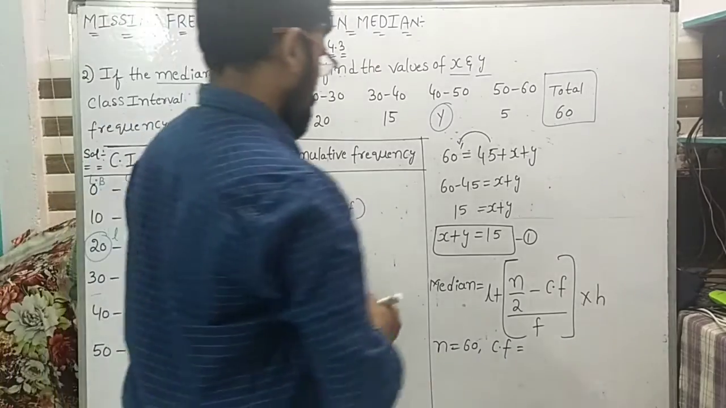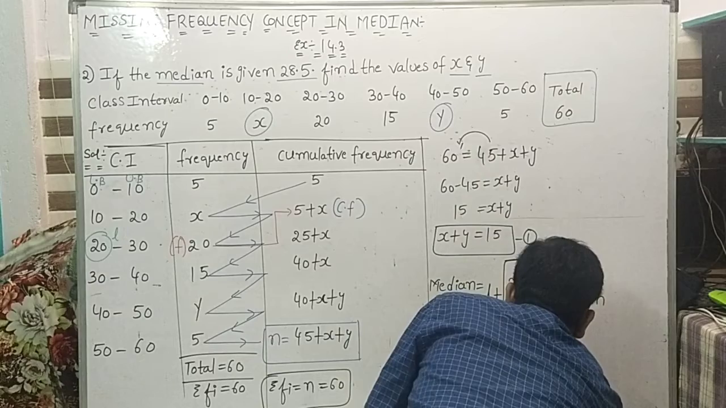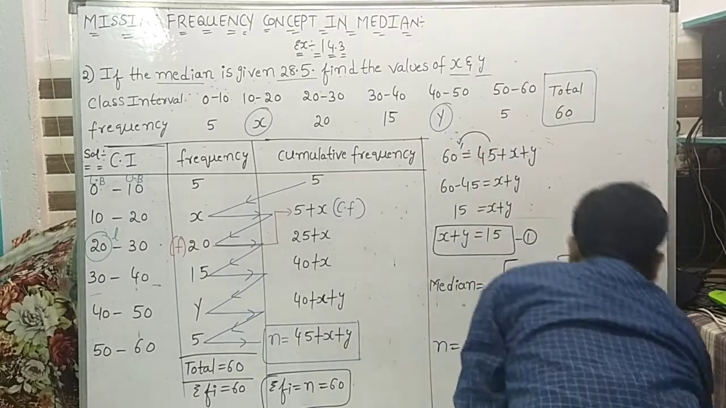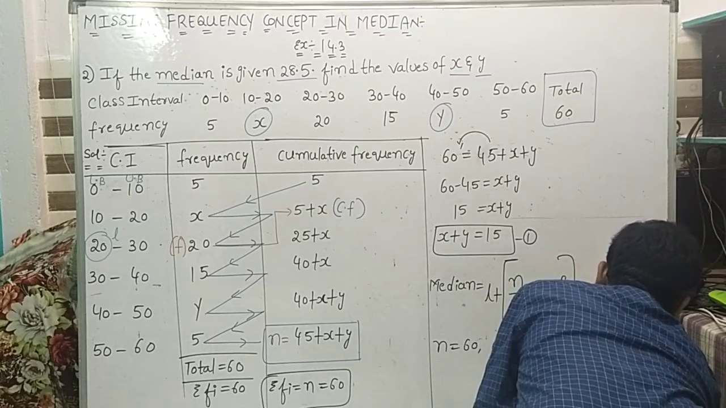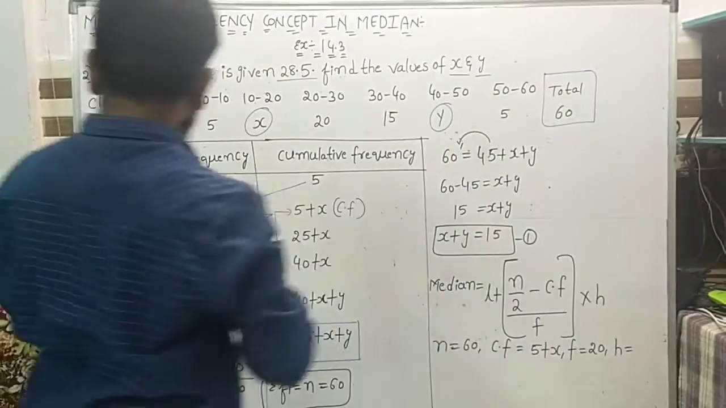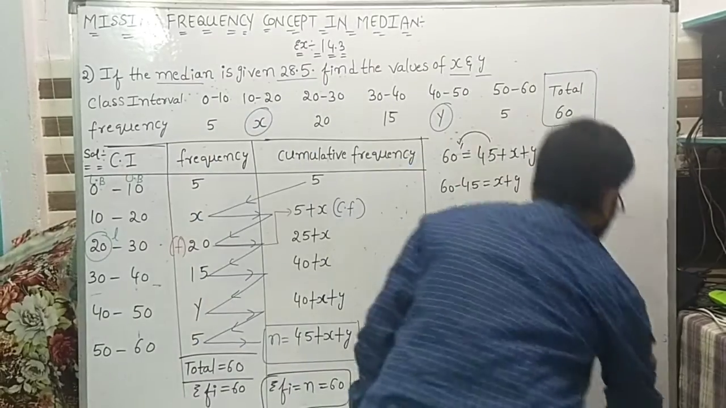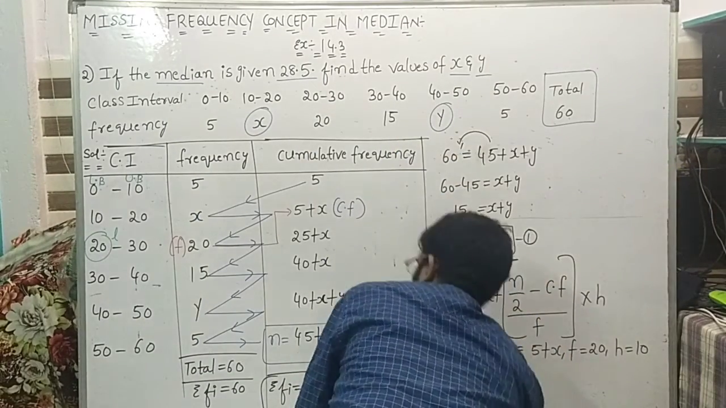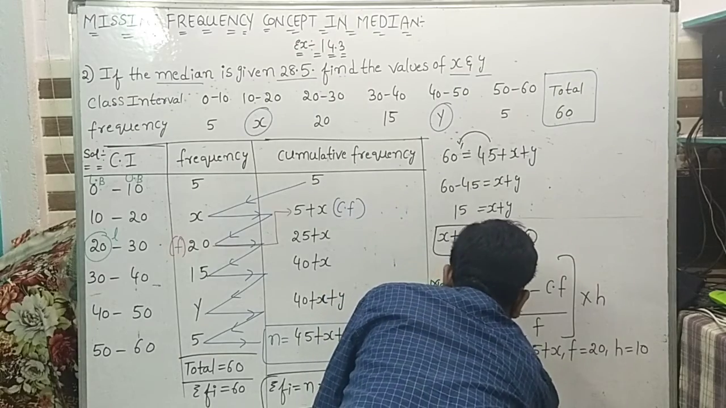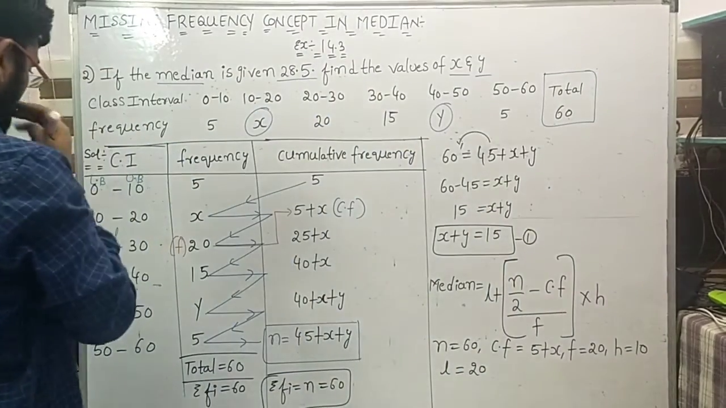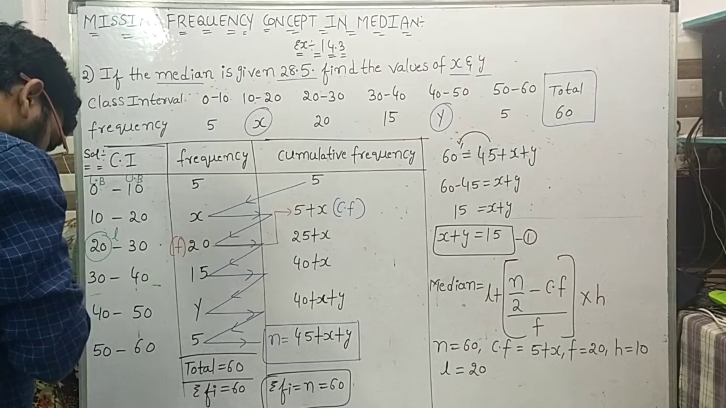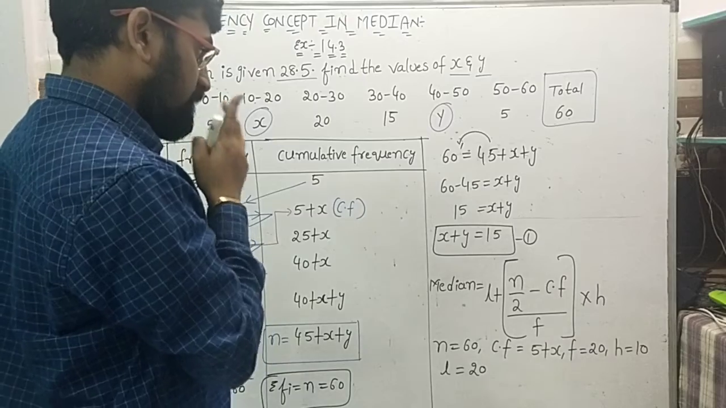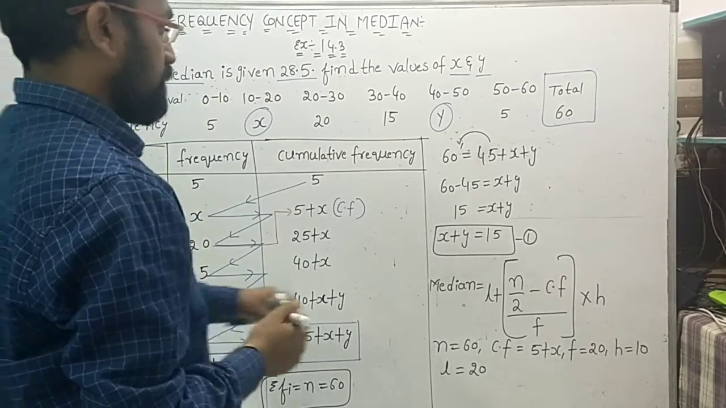So CF is 5 plus x. Then F, the highest frequency, is 20. H, the class difference, is 10. And L is 20. Next, we need to substitute, and the median is also given.